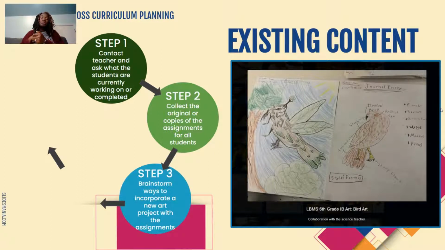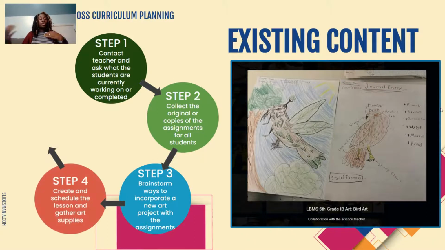The third step is you're going to brainstorm independently ways to incorporate a new art project with that assignment that was given to you. Okay, so you're using the existing assignment to create a new art project. Then you're going to create your schedule, and this is the lesson plan portion. You're going to decide how many class blocks or class periods you're going to do the project for, and how much you're going to incorporate the existing assignment. Are you going to use it for review, or are you actually making it part of your project?